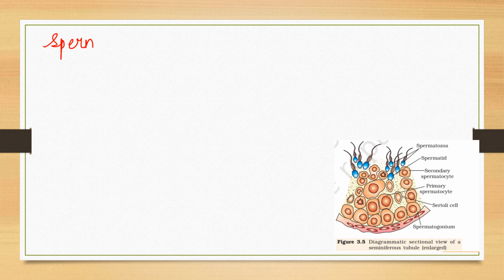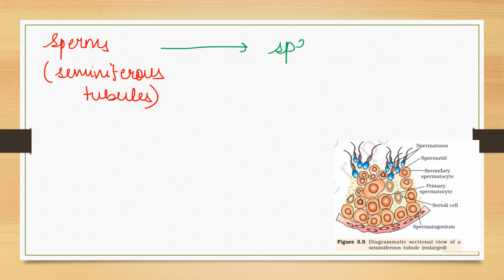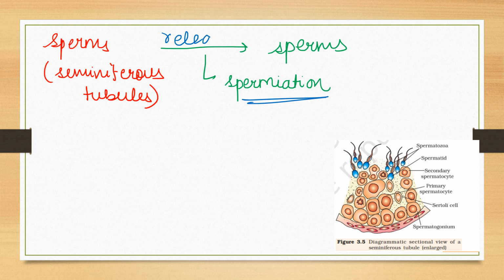तो अब जो हमारे पास sperms बने, they are still embedded in the seminiferous tubules, right? They are not yet released from the seminiferous tubules. So अब ये अभी भी seminiferous tubules में हैं. So in order to release them from the seminiferous tubules, this process of release is given a special name and it is known as spermiation. So spermiation is the final process by which the sperms are released and it ultimately leads to the formation of a haploid sperm.